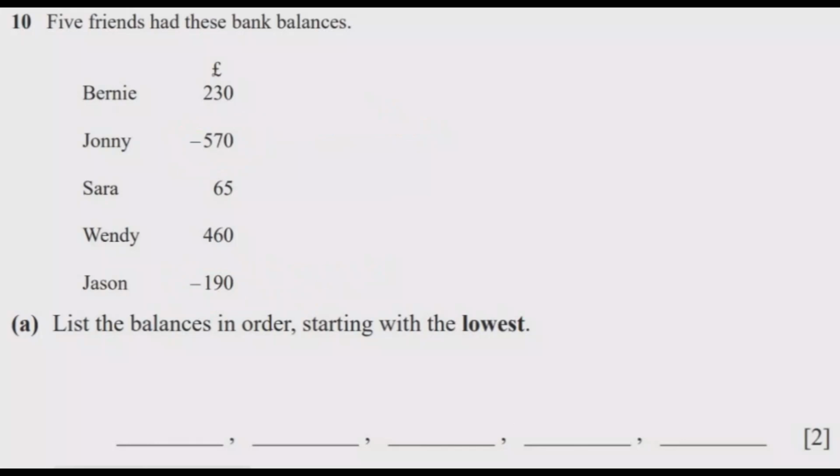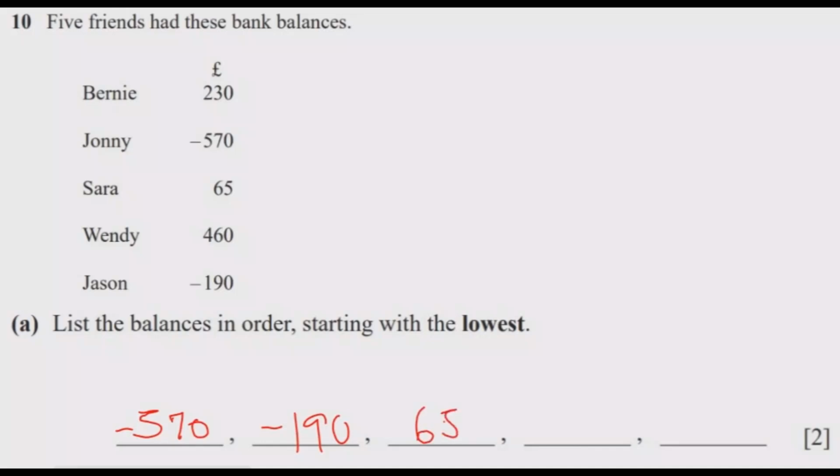So with that in our mind, negative 570 is the smallest, so we can record negative 570 here. Then negative 190 is the second smallest. Then we come to these numbers. Now we know these numbers are positives and we're able to tell which one is bigger. So the next one after negative 190 is 65.